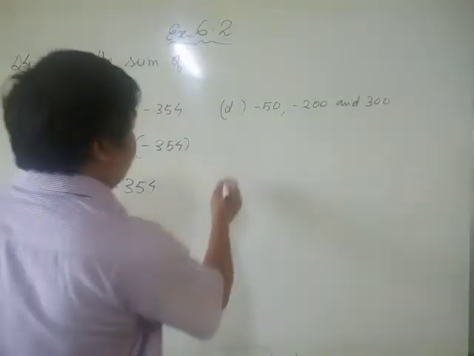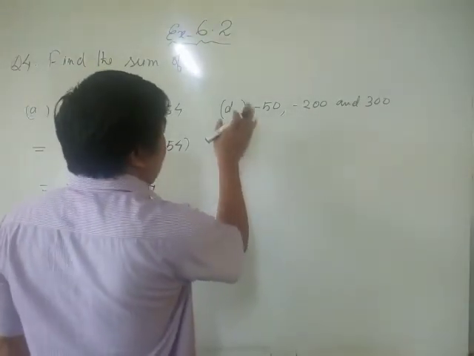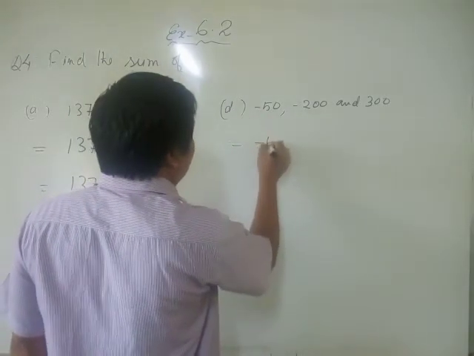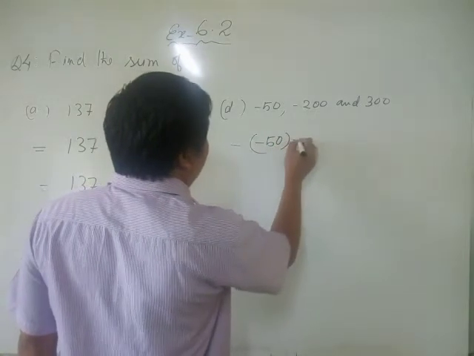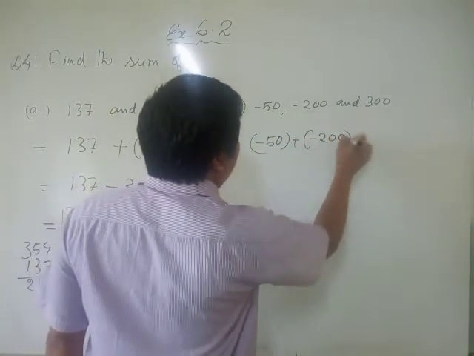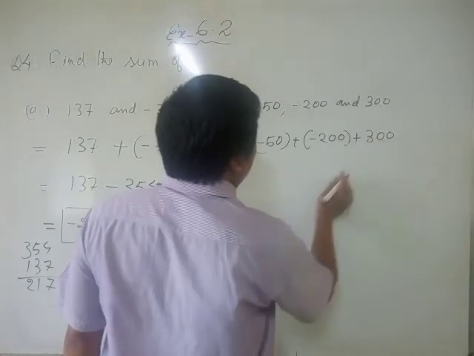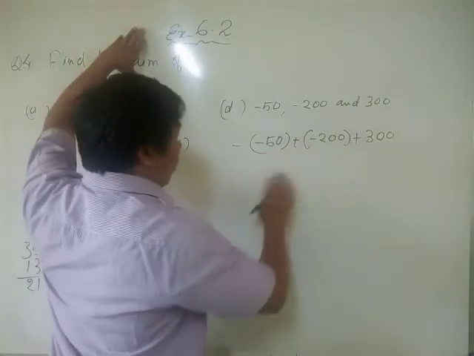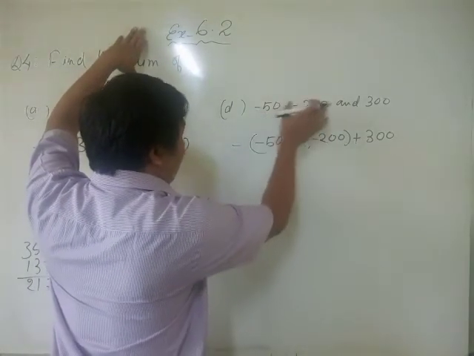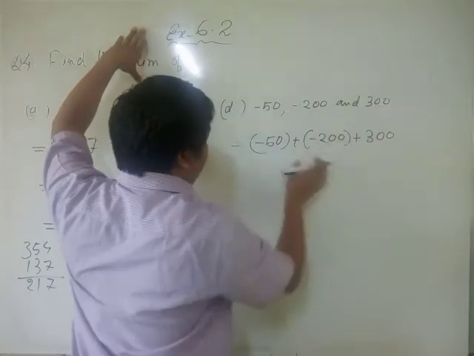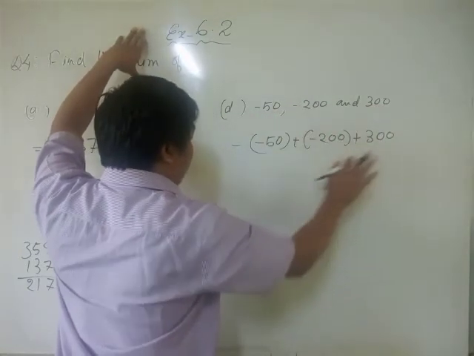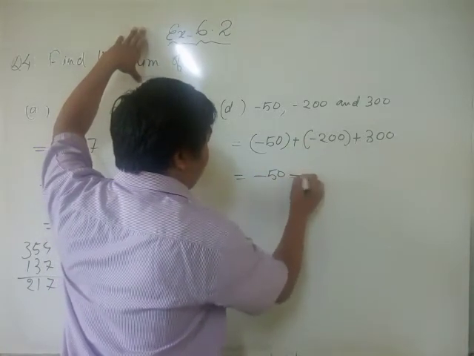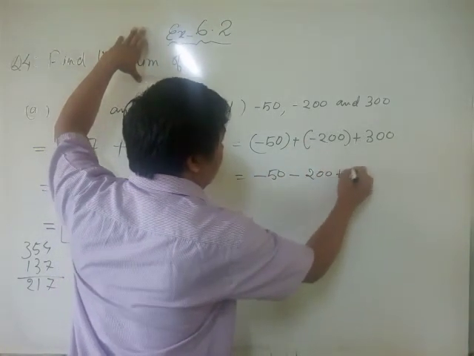Now next we have the question D. So D is minus 50, minus 200 and 300. So here minus 50 plus minus 200 plus 300. Find the sum. Sum means we have to add all of them. Add 50, 200 and 300. Minus 200, minus 50, they will all add together. Then open the bracket. Minus 50 plus minus will be minus 200 plus 300.